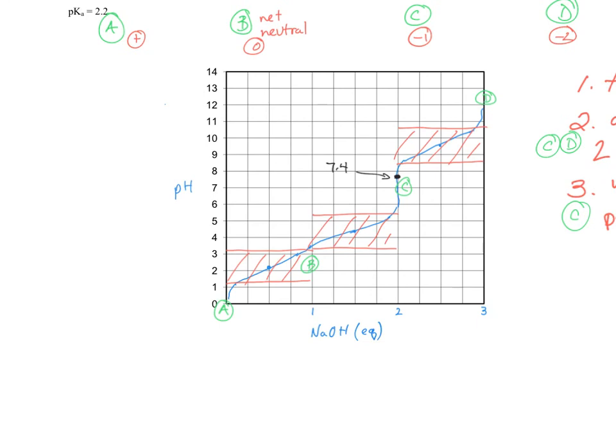We can go back to B, and you can figure out what the pH is for that. So it'd be right about here. Net neutral pH is what we're going to call the small p, capital I, or isoelectric point. And it's about 3.3 or something like that.